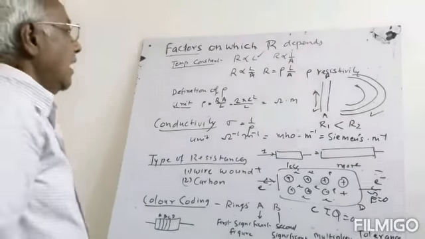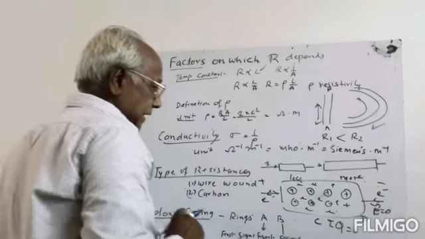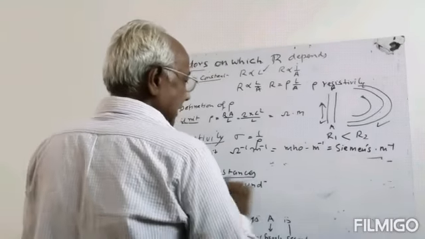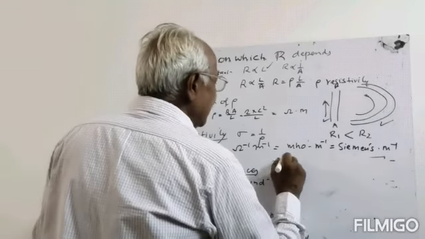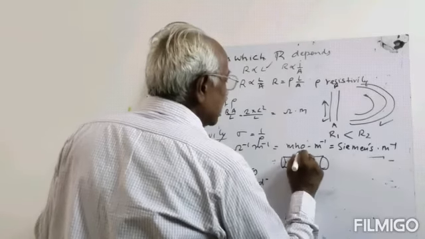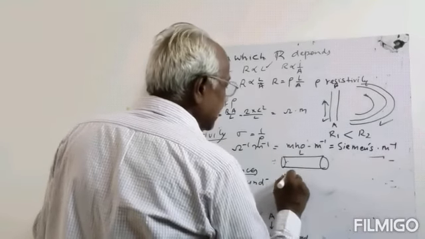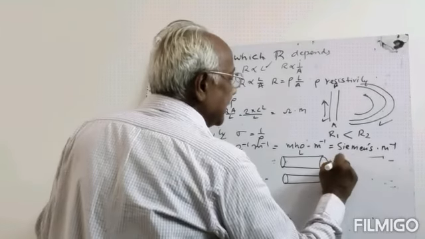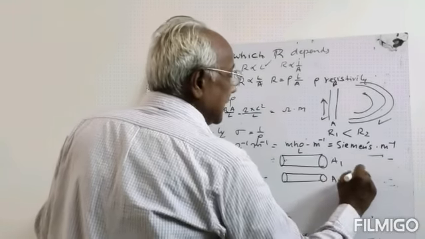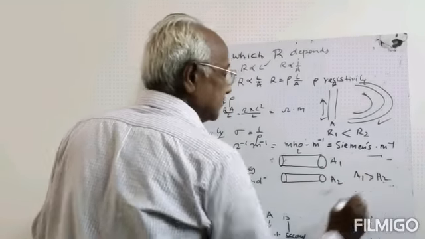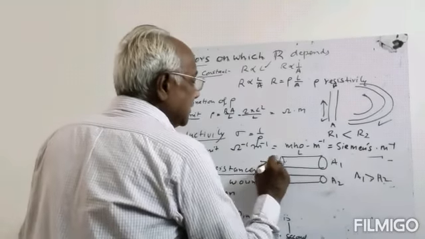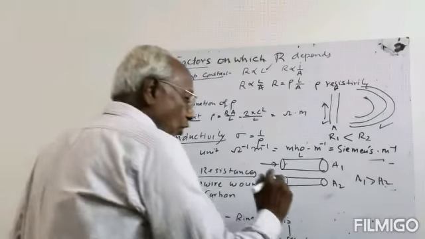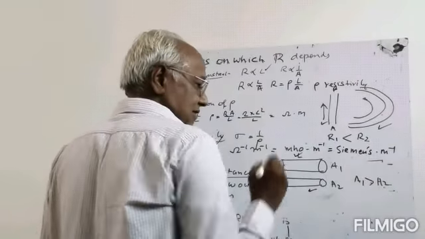Now the second thing is the area of cross section. Suppose this is a conductor whose length is L and this is another conductor; its area of cross section is A1 and the other's is A2. A1 is more than A2. Now the charge is passing through it. Then the obstruction will be more in this case than this.